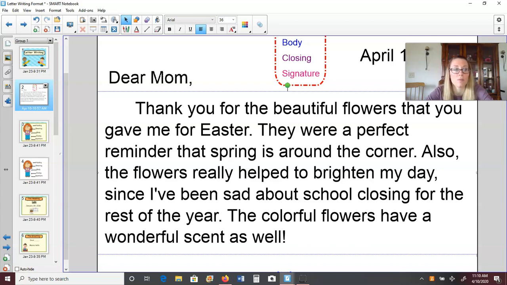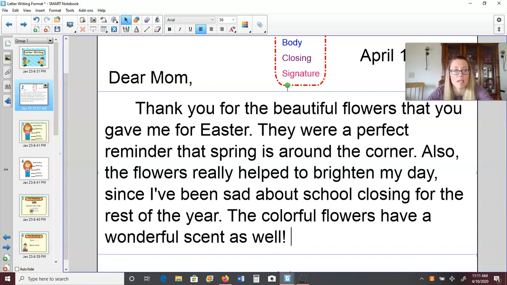So go back through everything we've learned in grammar about capitalizing proper nouns. So that should be people's names. The month of April should be capitalized. Easter should be capitalized. The beginning of all of our sentences should be capitalized. Making sure we have correct punctuation throughout our letter. And then just every once in a while pausing to just read over it. So I'm going to do just that.